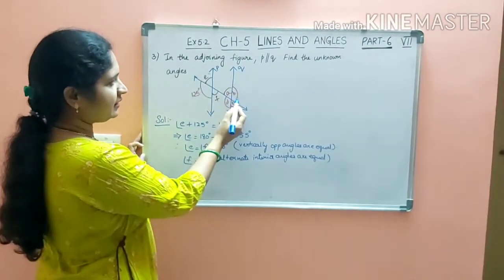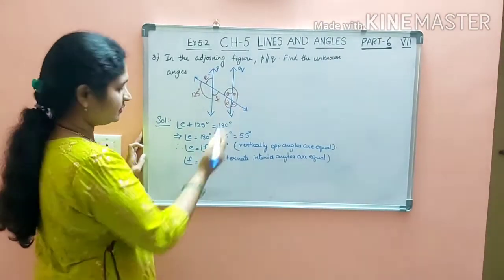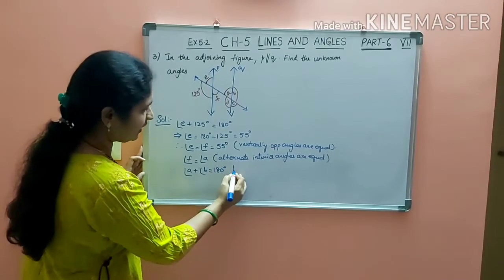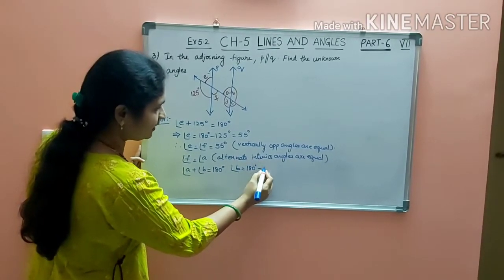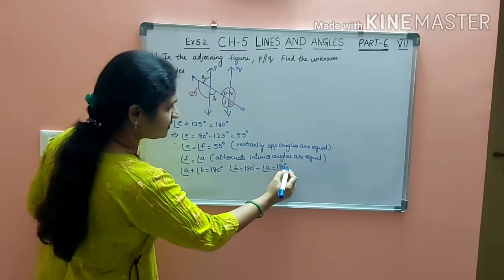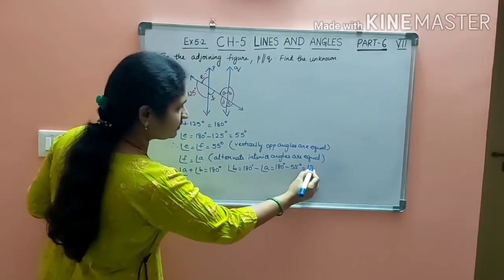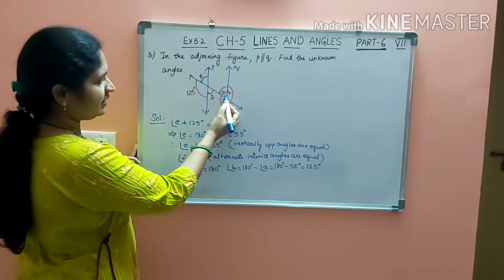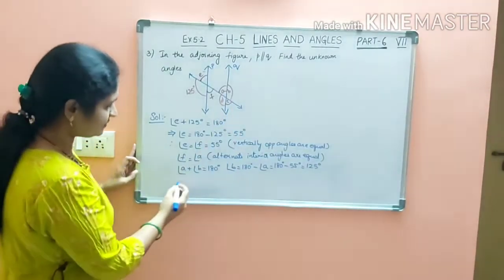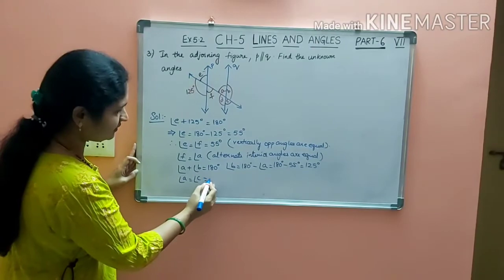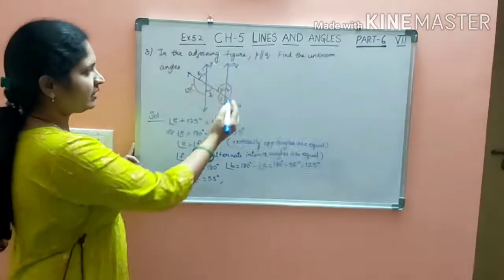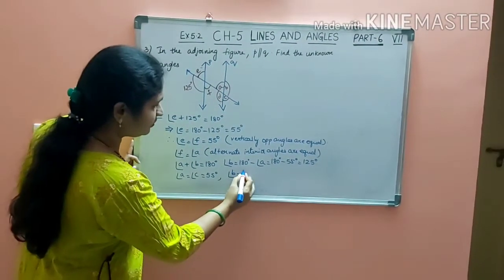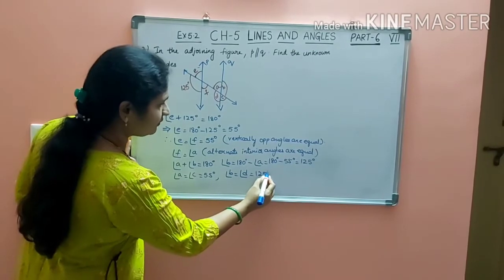Again, angle A and angle B are a linear pair. So angle A plus angle B is equal to 180 degrees, and angle B is equal to 180 degrees minus angle A, which is equal to 180 degrees minus 55 degrees, which is equal to 125 degrees. Clear? Similarly, angle A and angle C are vertically opposite angles. So angle A is equal to angle C, which is equal to 55 degrees. Angle B and angle D are vertically opposite angles. So angle B is equal to angle D, which is equal to 125 degrees.